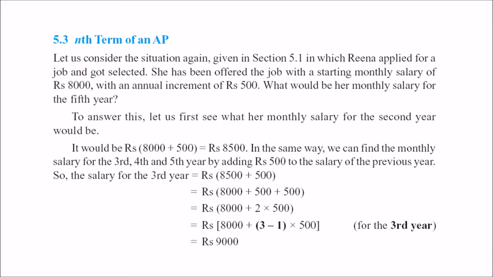How can you get the nth term of an AP? I have already given you a hint that A plus n minus 1 into D is the nth term. How do you get it? Now, Reena has applied for a job. She got 8,000 in the first year, and she was told that she'll get an annual increment of 500 rupees. So first year 8,000, and second year she'll get 8,000 plus 500. Then 8,000 plus 500 plus 500, that means 8,000, then first year, then second year. So this can be written as 2 into 500. What does 2 mean? 2 can be written as 3 minus 1. So 8,000 plus 3 minus 1 into 500.